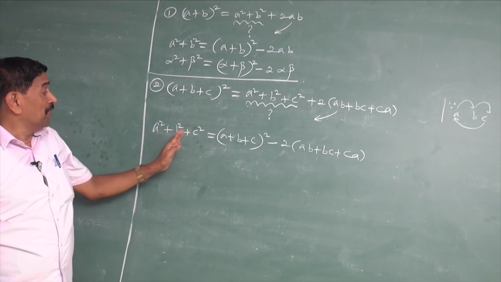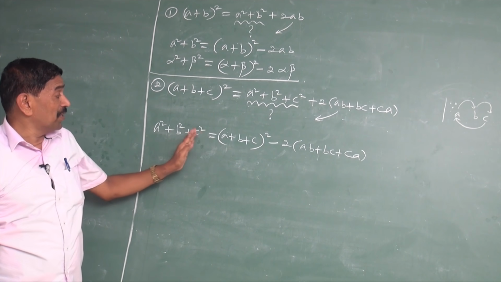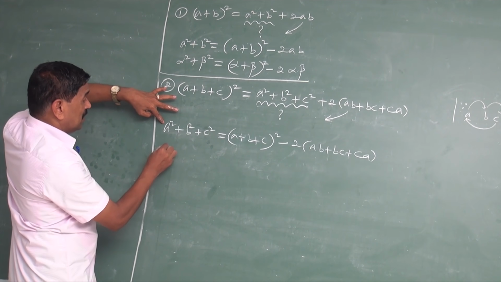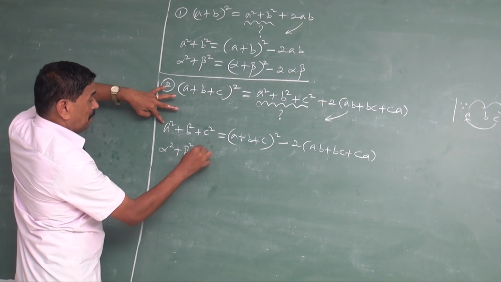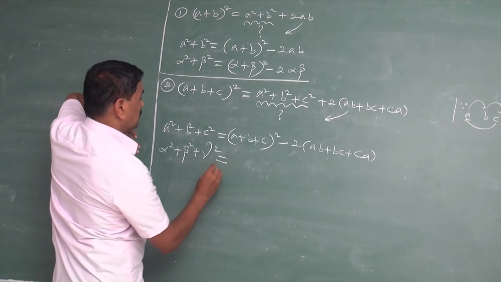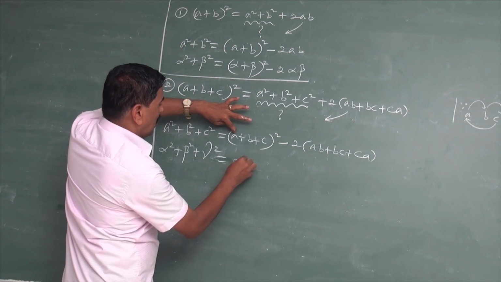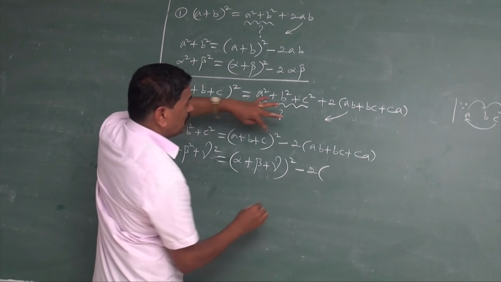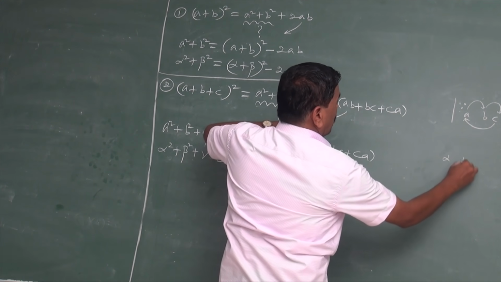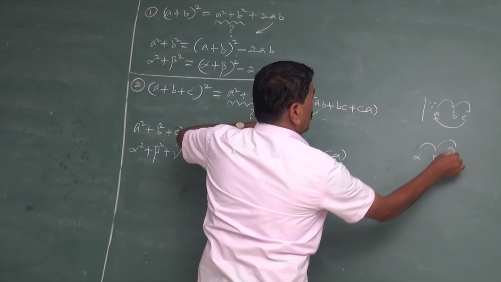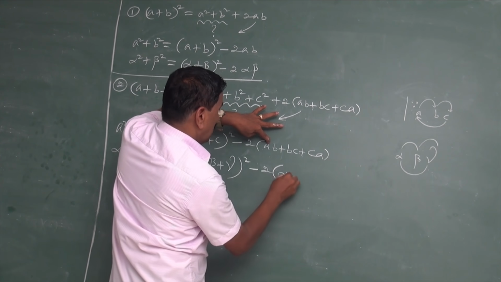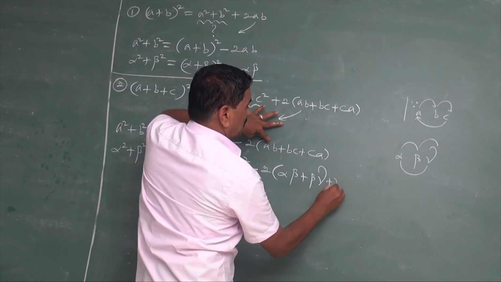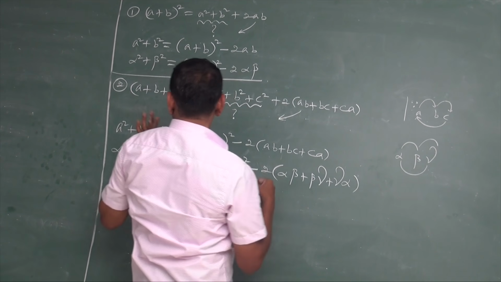Now a, b, c are replaced by alpha, beta, gamma. We get alpha square plus beta square plus gamma square, which is equal to alpha plus beta plus gamma the whole square minus 2 of, in cyclic order, alpha to beta, beta to gamma, gamma to alpha, that is alpha beta plus beta gamma plus gamma alpha. Okay, which is a required formula.